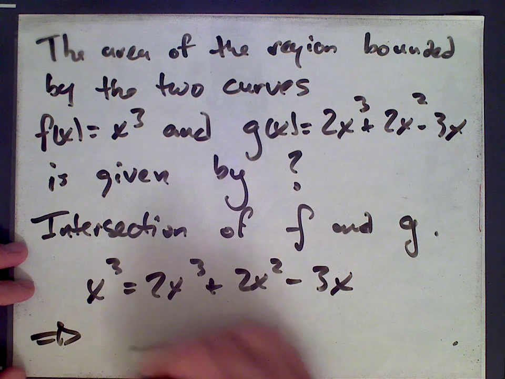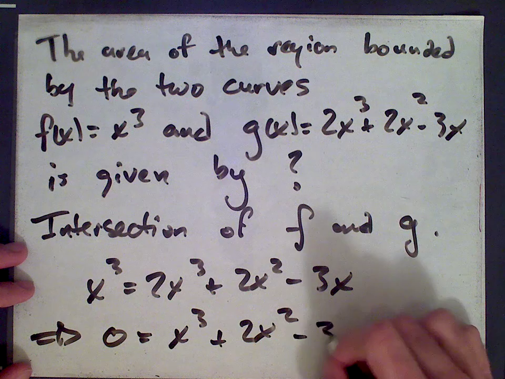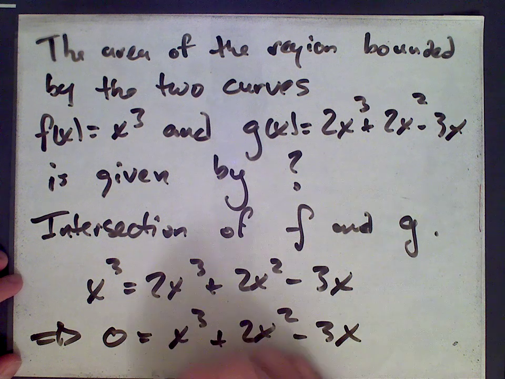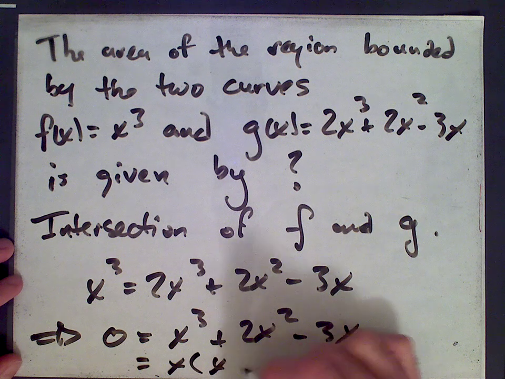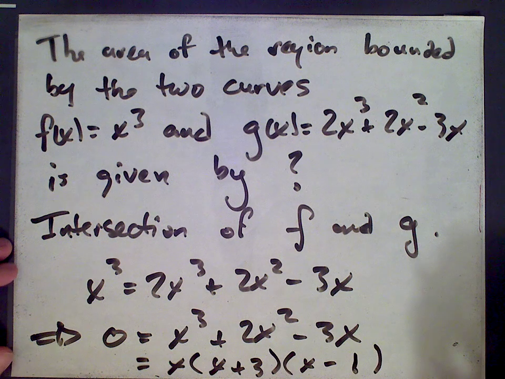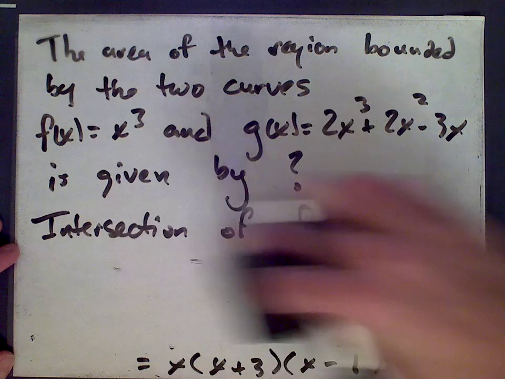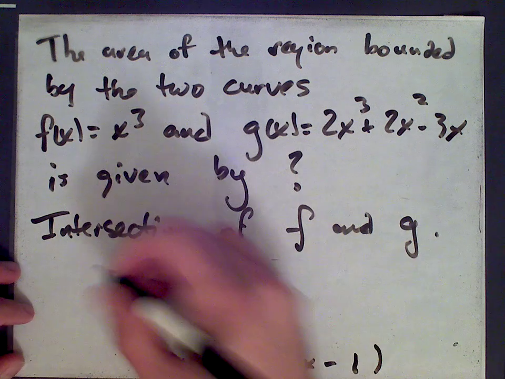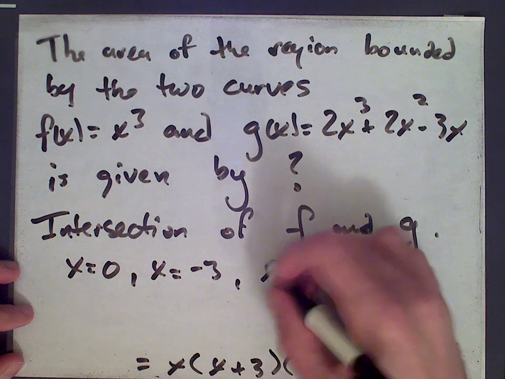Subtracting x cubed from both sides, we get 0 equals x cubed plus 2x squared minus 3x. We can factor this as x times (x plus 3) times (x minus 1). So the intersection of f and g, from this factorization, has 3 points: x equals 0, x equals negative 3, and x equals 1.